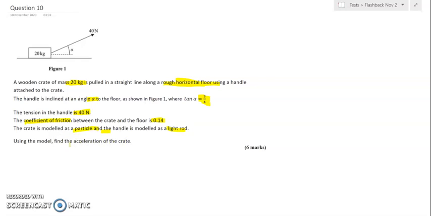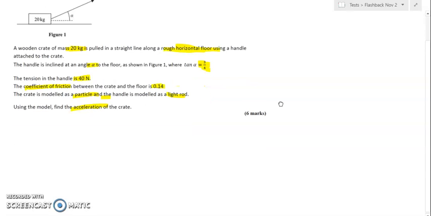Using the model, find the acceleration. So we're looking for acceleration. In a mechanics question, generally it's a good idea to read it twice. The first time you read it, you get an idea of what the question looks like. Luckily enough, we've got a diagram in this one, but I'm just going to do my own little diagram.